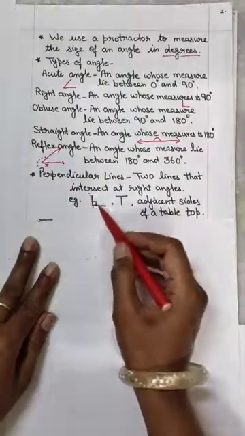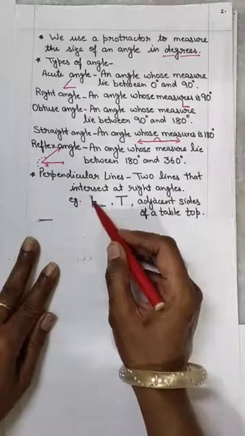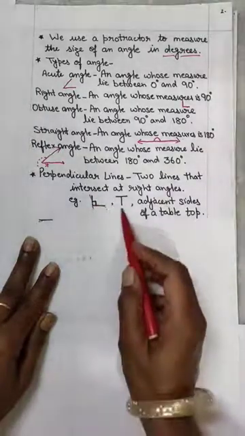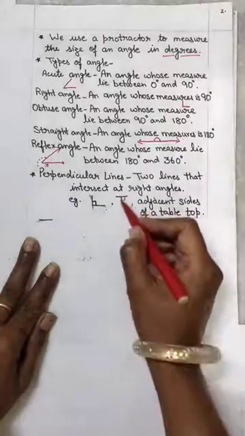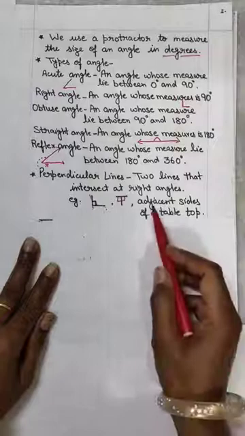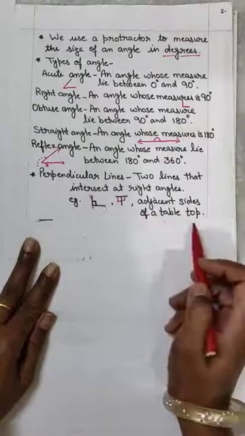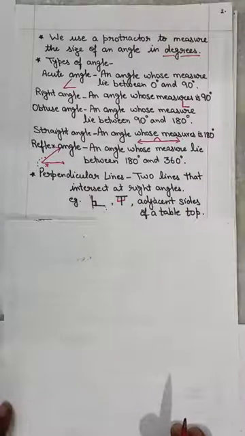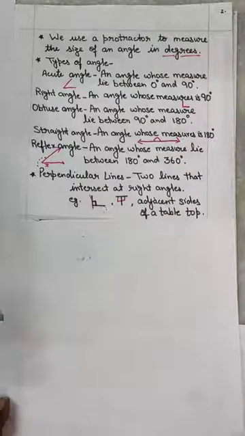Here these two lines are intersecting and the angle between them is 90 degrees. This T also, here it is making an angle of 90 degrees. Or we can say adjacent sides of a tabletop, that is also an example of perpendicular lines.